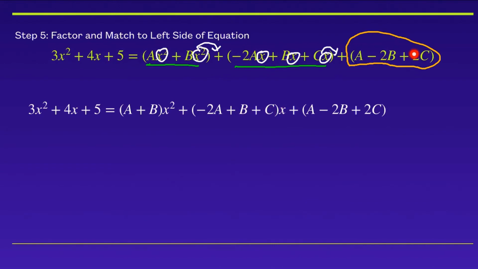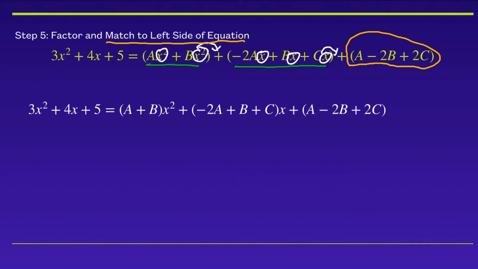And then in the last group here, I didn't factor anything because that's a constant group. Anything without an x is a constant group. So now what we need to do is the match. This is the second part of step 5. We need to match it to the left side. And again, this is something I had covered in the last couple of videos. What we have here is an equation. So that means that the left side has to equal the right side.